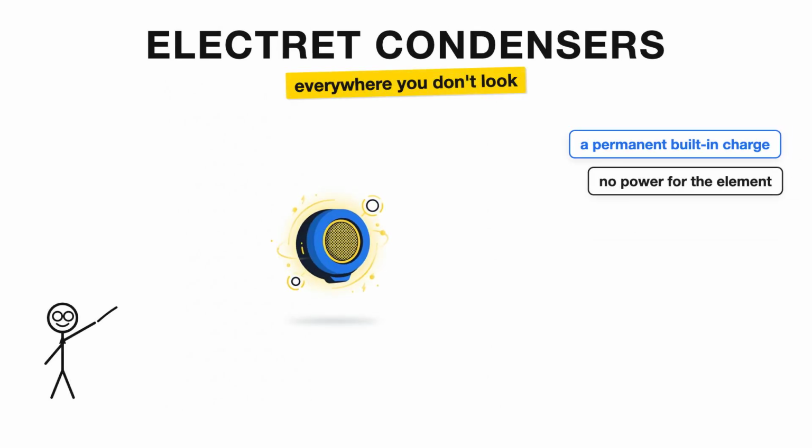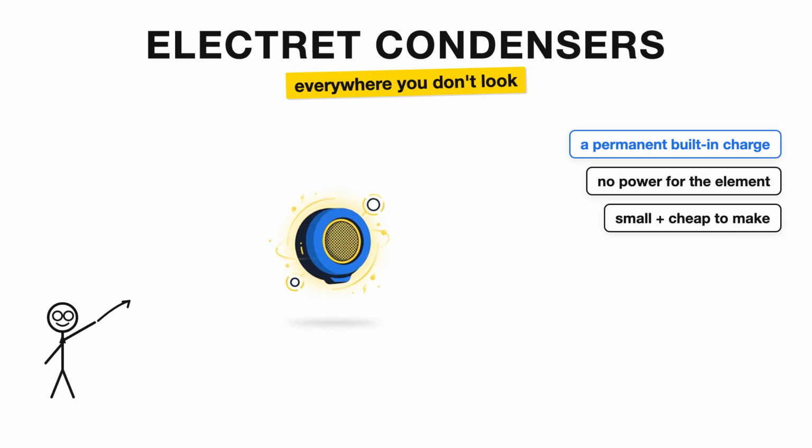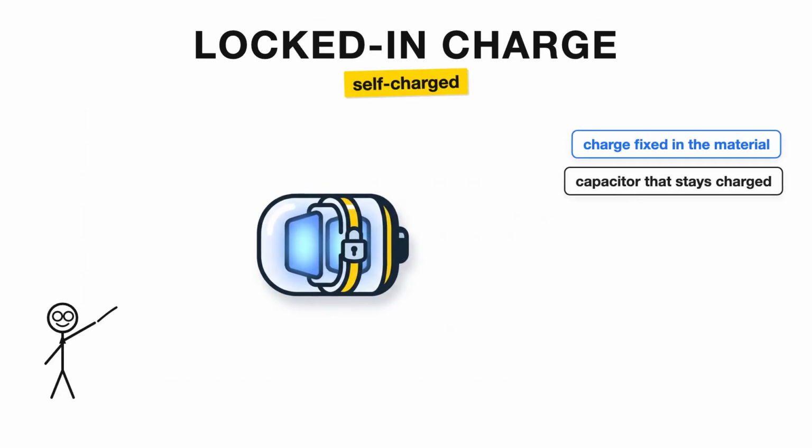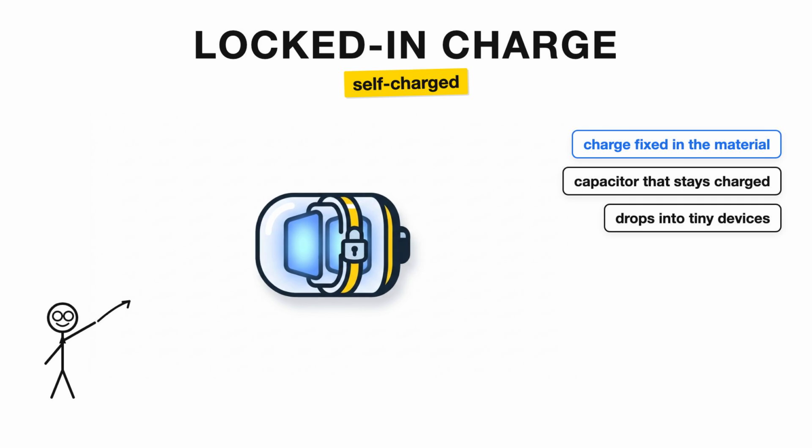Next, electret condensers. Pay attention here, because electret describes the majority of microphones you encounter in everyday consumer devices, even though it sounds technical. A condenser mic needs a charged capacitor to operate. In a standard condenser, phantom power holds that charge. An electret condenser uses a material with a permanent built-in charge. Think of it as a capacitor that never needs to be plugged in to stay charged. The charge is physically locked into the material itself. No external power needed for the core element.